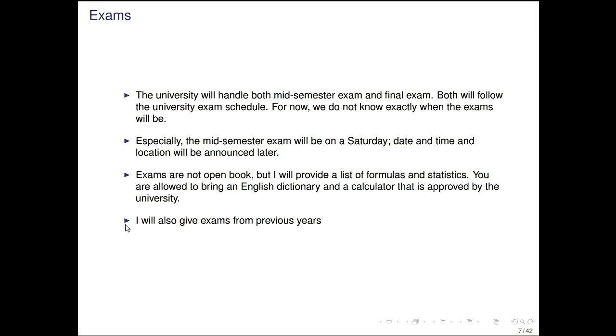To help you prepare for the exam, I will give you exams from the previous years. I think the final exams are all available through the library webpage, so you can download the previous final exams from there. But midterm exams are not available. But I'm going to give you last year's midterm exam.